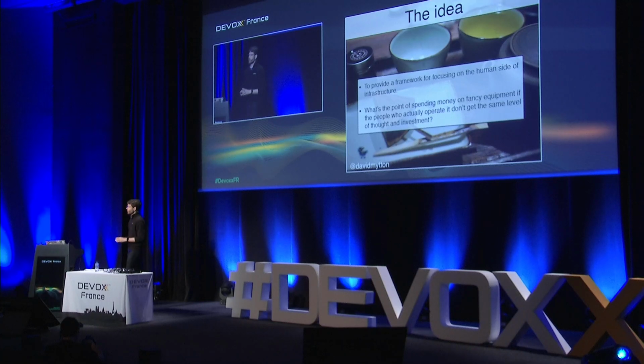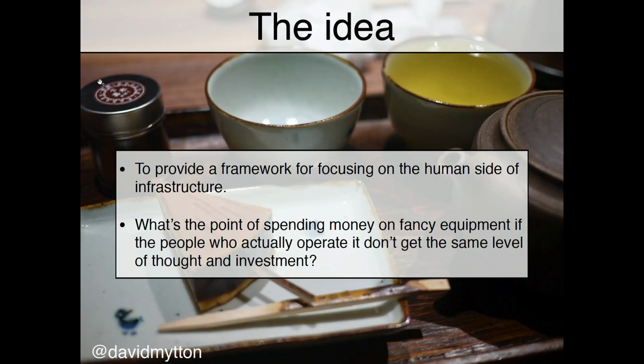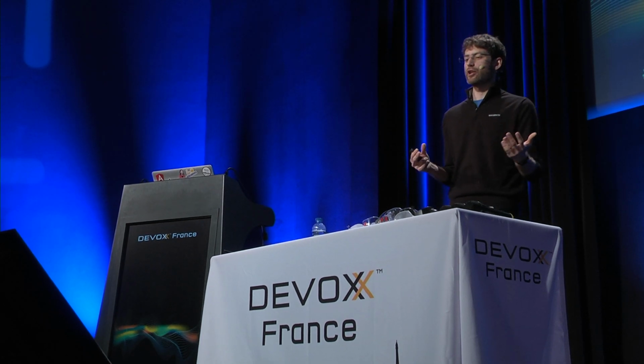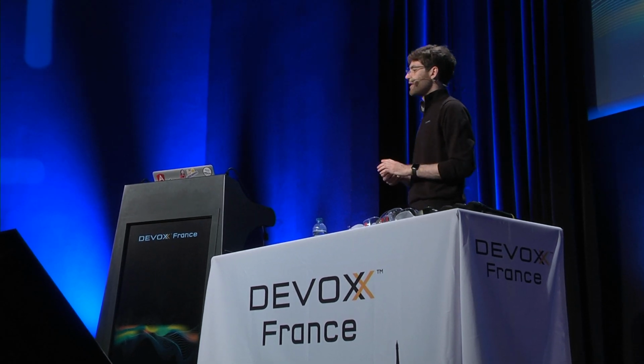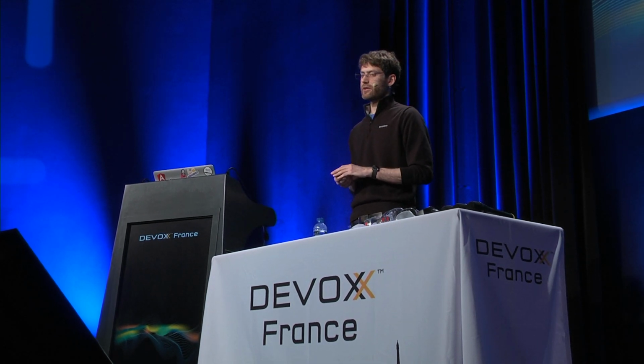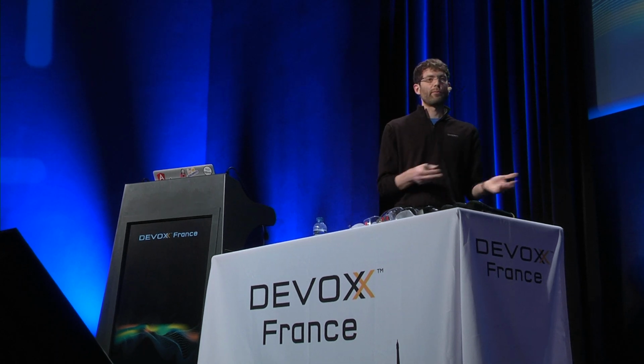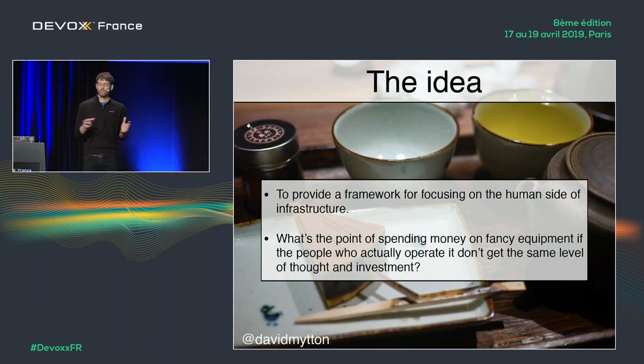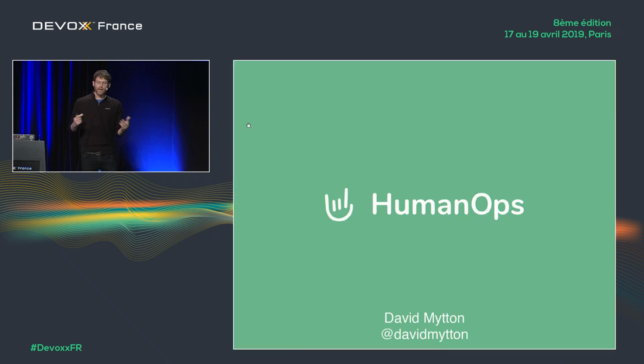So really, the idea behind HumanOps is to provide this kind of framework so technical operations teams understand the kind of things they need to be focusing on, the processes and the systems, but also making sure that the human side of infrastructure is considered in exactly the same way as the systems. Because if you're spending money on fancy equipment, or huge amounts of money on cloud environments, or support licenses for the different software that you might be using, what is the point of doing that if you can't actually operate the system to the same level because you haven't put the same amount of thought, investment, and money into the teams that are actually running it? So that's the idea behind HumanOps.